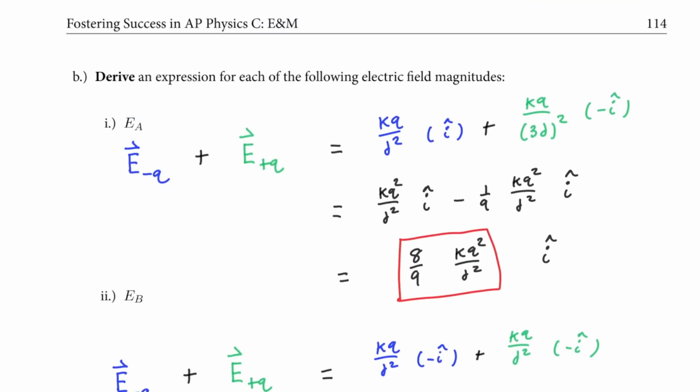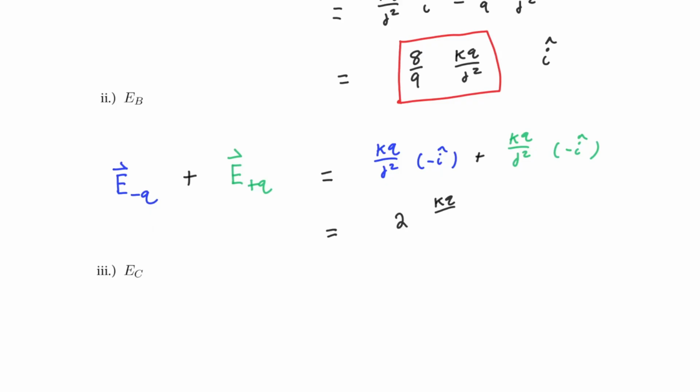Oh, it's not a Q squared. I don't know what I'm doing up here. It just makes a 2kQ over d squared negative i hat. And of course, we don't want the direction. We just want the magnitude.